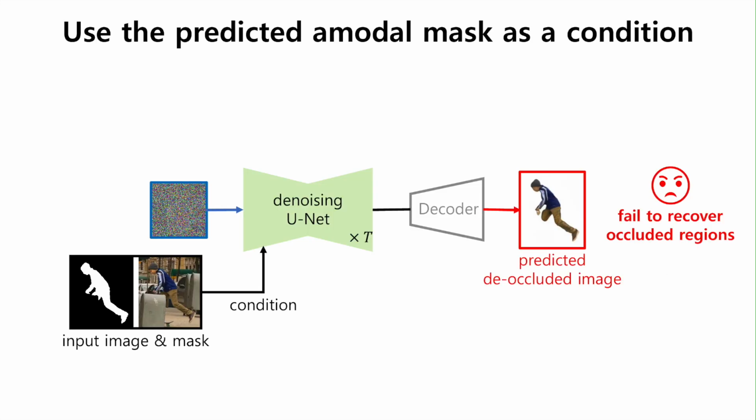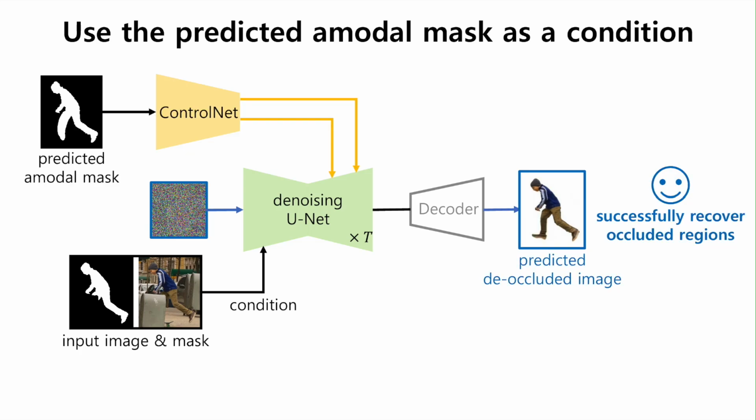After recovering occluded regions, the RGB completion network reconstructs their appearance. Existing methods without an amodal mask often miss occluded pixels. To address this, we inject the predicted amodal mask into the denoising UNet via ControlNet.